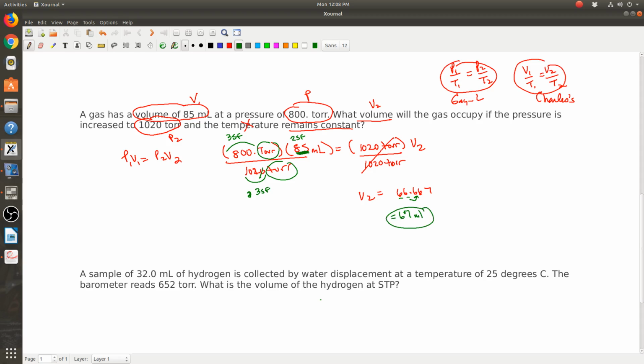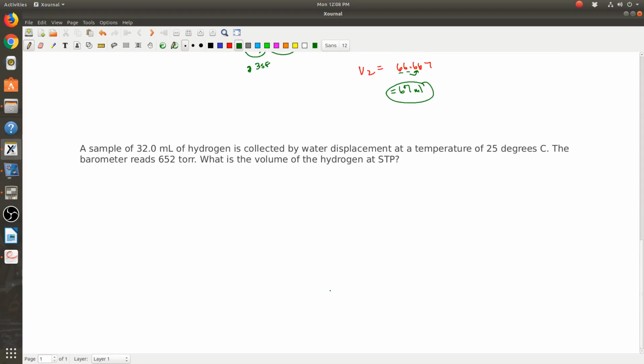All right. Now, by far, this was the most missed on the quiz. And I warned you about this one because of this. A sample of 32.0 milliliters of hydrogen, that's a volume, is, and here's the key, collected by water displacement, or collected over water at a temperature of 25 degrees C. The barometer reads 652 torr. That's a pressure. What is the volume at STP?